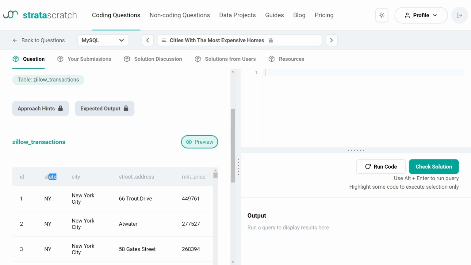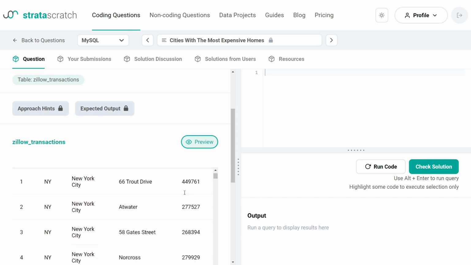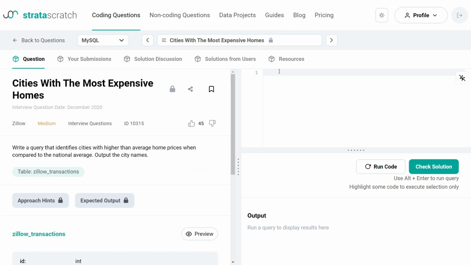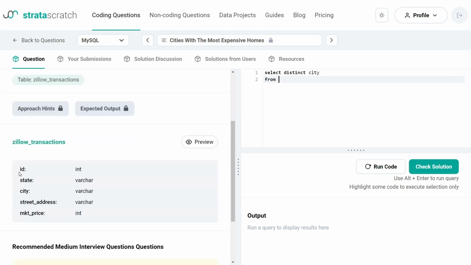We got ID, state, city, street address and MKT price. It means market price, I think. So I will write select. I have to identify the city, so I will use distinct city from this table.